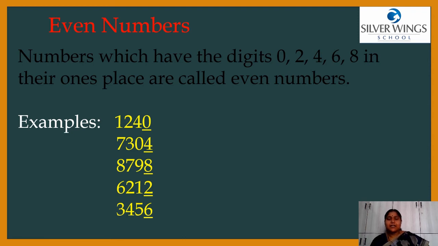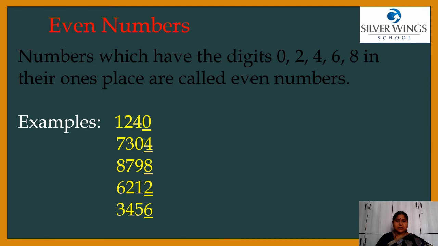Even numbers means the numbers which have the digits 0, 2, 4, 6 or 8 in the ones place. Whatever number it may be, if any one of 0, 2, 4, 6 or 8 is there in the ones place, then that number is an even number. Here are some examples for even numbers.